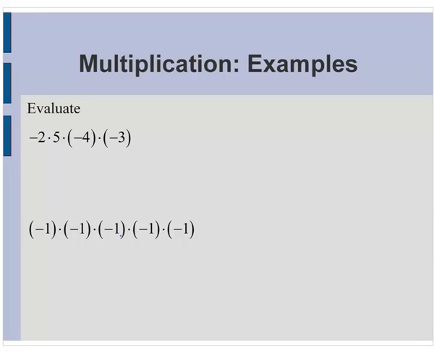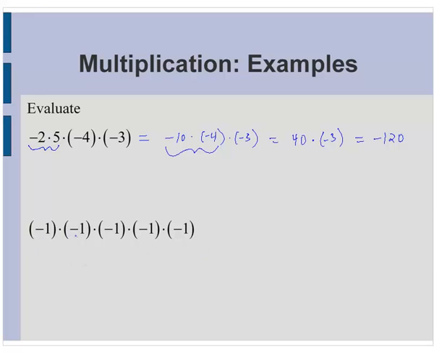When we have multiple factors, we just take them as we see them left to right. Negative 2 times 5 would be negative 10. So we have negative 10 times negative 4 times negative 3. Negative 10 times negative 4 would be positive 40 times negative 3, which is negative 120.